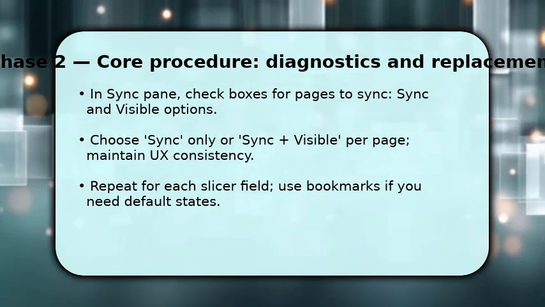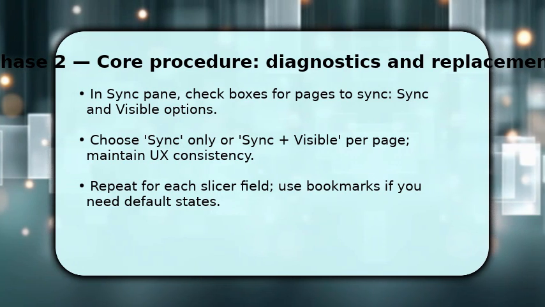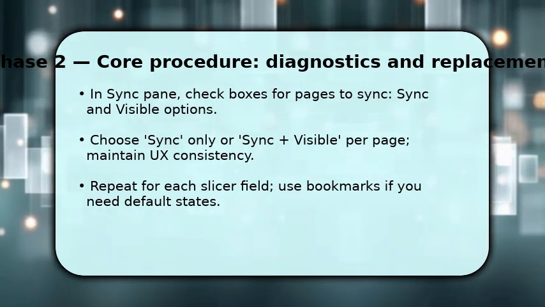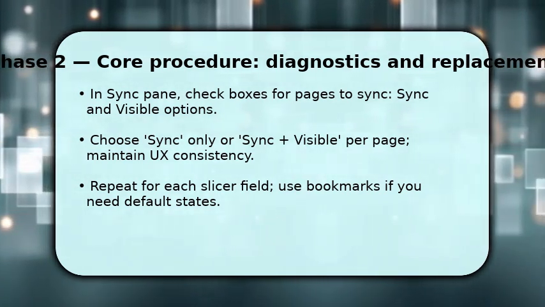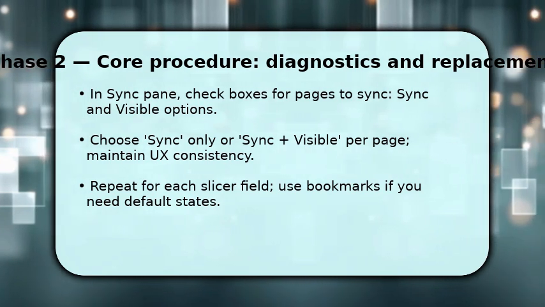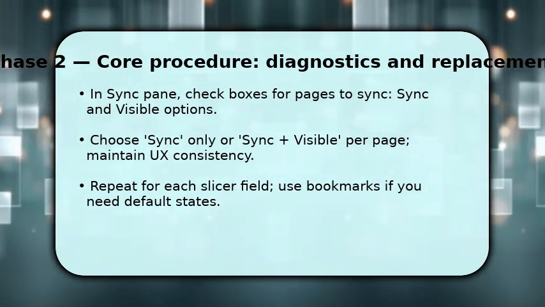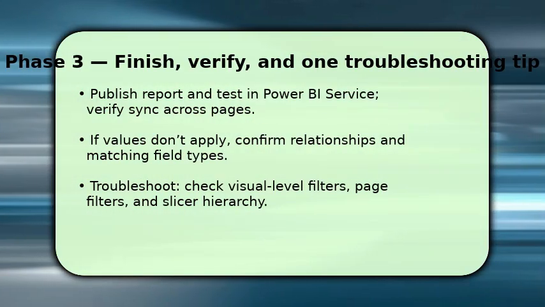Once consistent, repeat for every slicer field you want synced. If you need preset selections, create a bookmark after setting slicers and include data. This locks initial states. Finish by publishing the report and testing sync in the Power BI service.